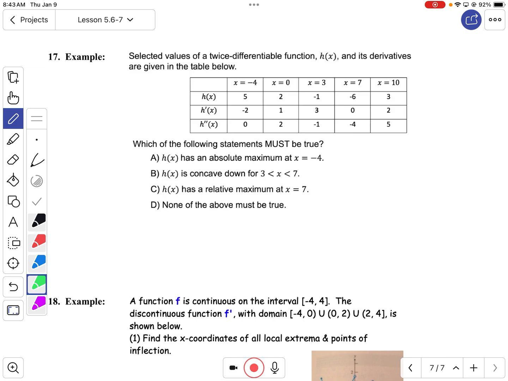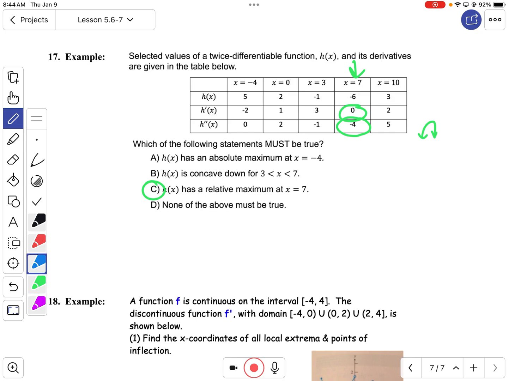All right. If we look at C, we're talking about at just x equals 7. Okay. H prime is 0. That means it's a critical point. Okay. And we have a relative maximum. Let's see. It would be concave down right there. Yep. So it gives us a maximum. C is the correct answer.